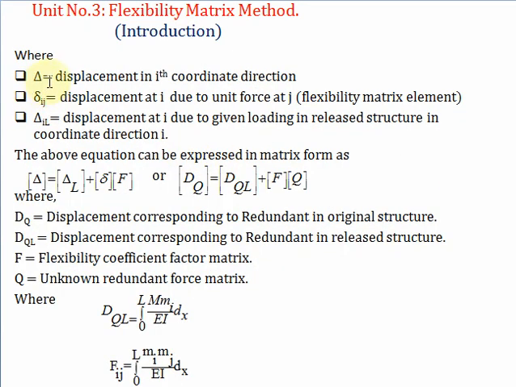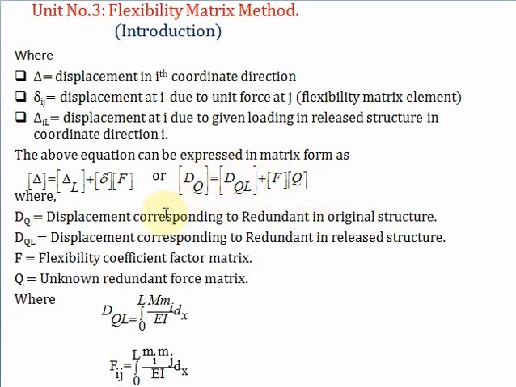In this equation, delta i is the displacement in the ith coordinate direction, and delta ij is nothing but the displacement at i due to a unit force at j. That is, it is a flexibility matrix element. And delta iL is the displacement at i due to the given loading in the release structure in coordinate direction i. The above equation can be expressed in matrix form as delta equal to delta L plus delta into F, or in simplified form, DQ equal to DQL plus F into Q.